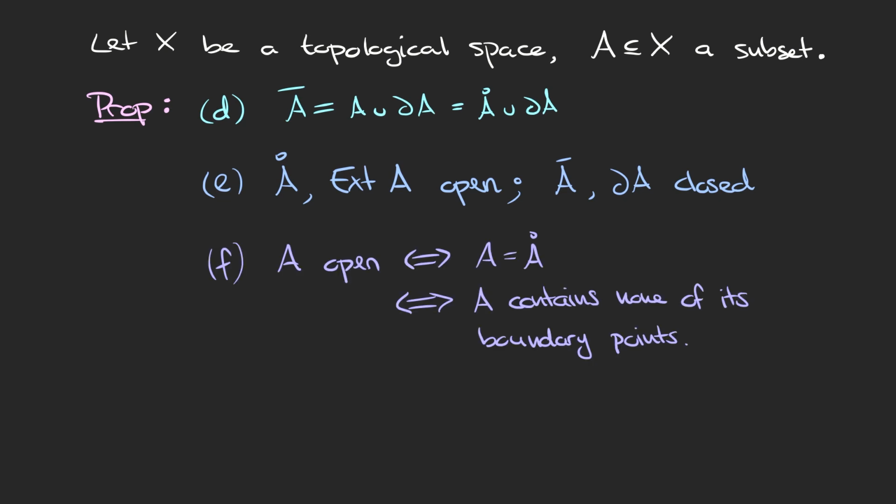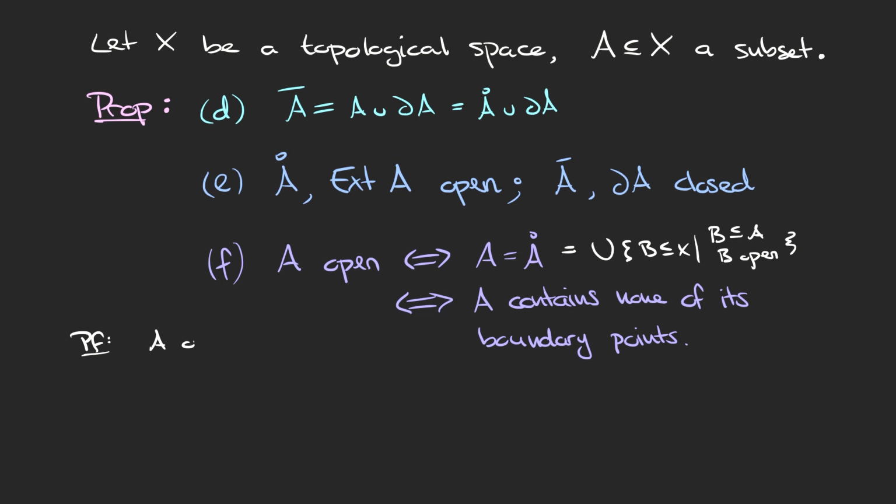Finally, we have 2 points in the proposition which express equivalent conditions for a set being either open or closed. The first one states that a set A is open if and only if A is equal to its interior. And this is also equivalent to the fact that A contains none of its boundary points. Let's give a quick proof. For this, we just need to recall that the interior of A is defined as the union over all sets B that are subsets of X, where B is contained in A and B is open.